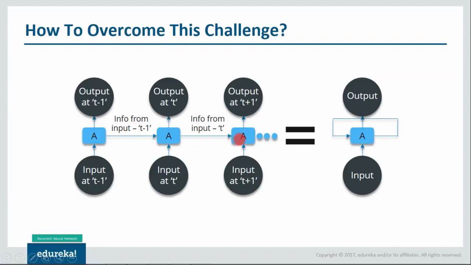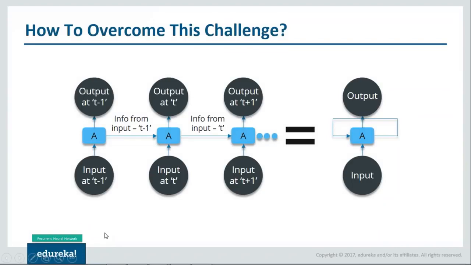Similarly, for the output at t plus 1, we have two inputs. One is a new input that we give. Another is the information coming from the previous timestamp, that is t, in order to get the output at time t plus 1. Similarly, it can go on. Over here, I have just written a generalized way to represent it. There's a loop where the information from the previous timestamp is flowing. And this is how we can solve this particular challenge.